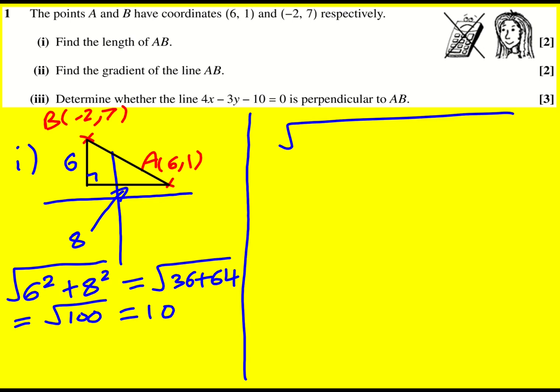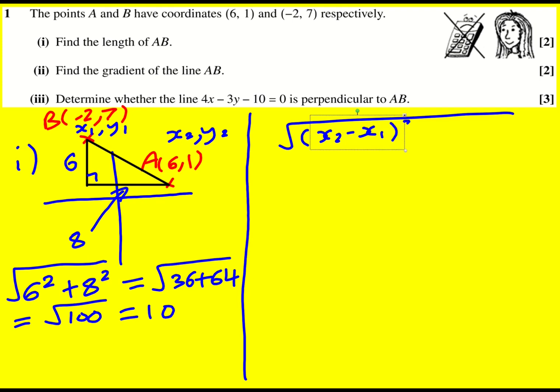Second method, and you might prefer this, it's the same idea, is to use a more general formula. So if I called this coordinate x2, y2, and this one here x1, y1, then actually what I'm doing is finding the difference in the x's. I actually just looked at minus 2 and 6 and got 8, but I'm actually doing 6 minus minus 2. And in general, it's going to be x2 minus x1. You could even do x1 minus x2.